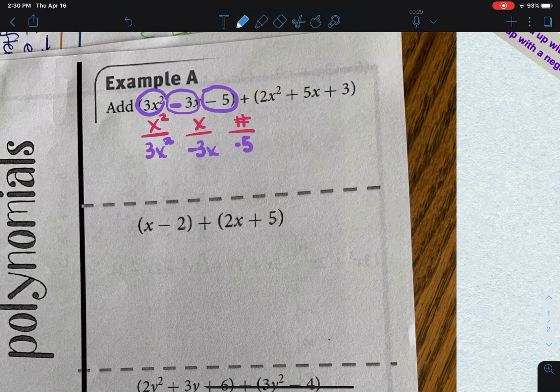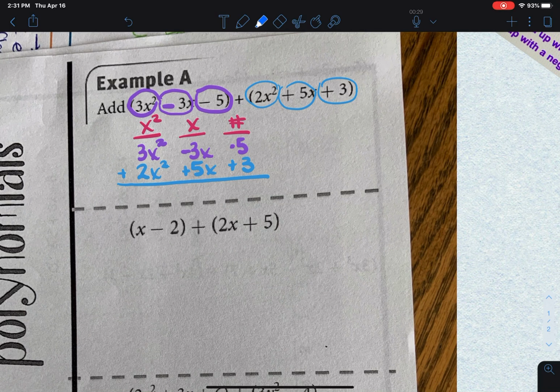Okay, now we're going to do the same thing with this one. I'm going on to my second parenthesis, and I'm going to make a second row of numbers. So 2x squared plus 5x plus 3. All I've done so far is sort x squareds into a column, x's into a column, and then numbers. So that's our big sorting. Once we get done sorting, we can make a plus sign and draw a line. Now we just need to total up the columns.